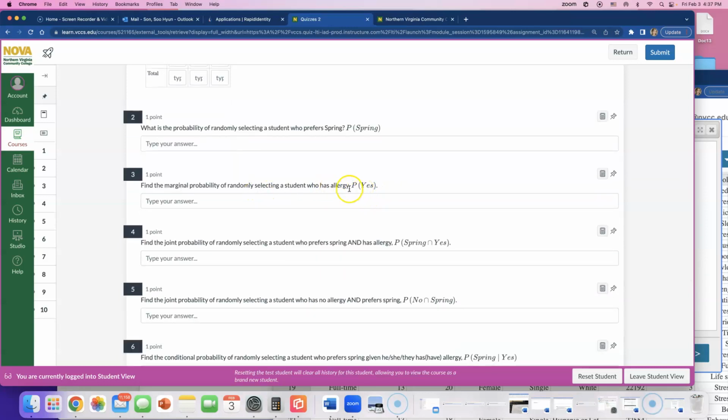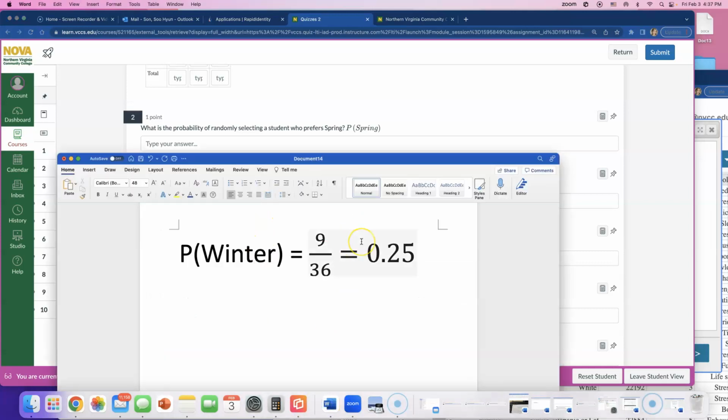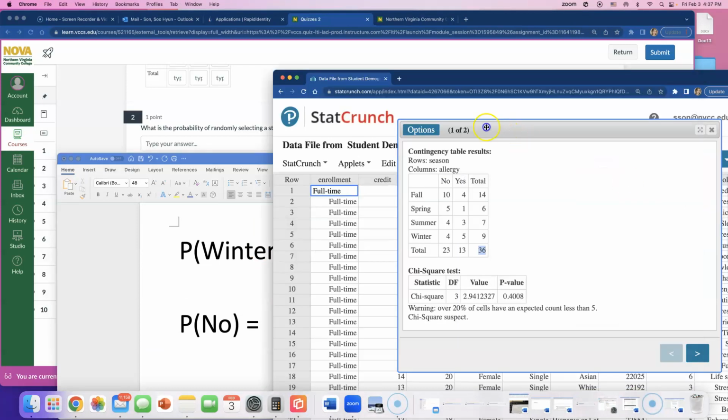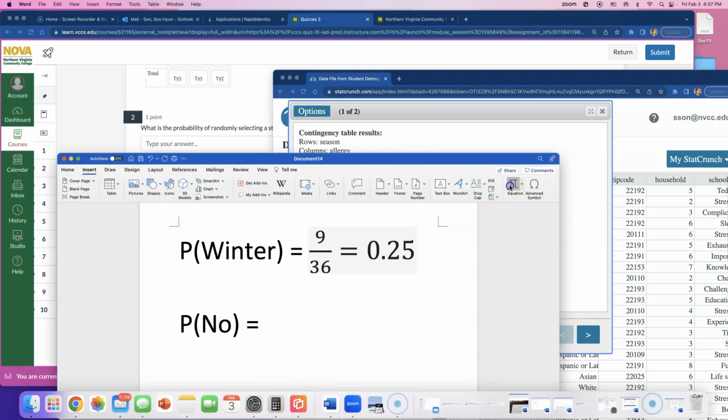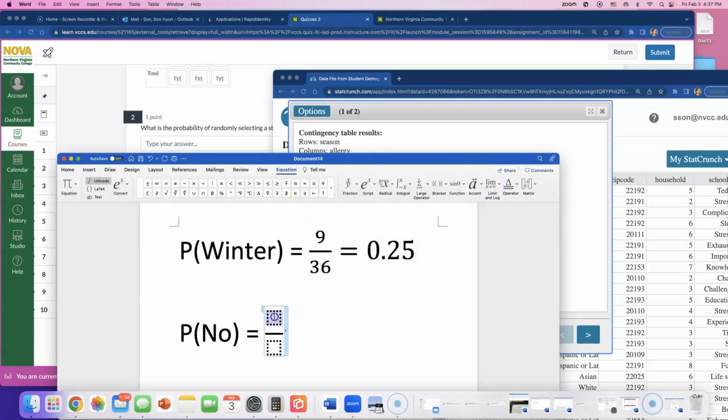Now, number 3 is asking for the marginal probability of randomly selecting a student who has allergy. So I'm going to do the opposite. I'm going to find in this video the probability of someone not having an allergy. So what will be the probability of no? Looking at this table, I can see that the total number of people who answered no to the allergy question is 23. So out of 36 total students, 23 people said no. So my fraction will be 23 divided by 36.